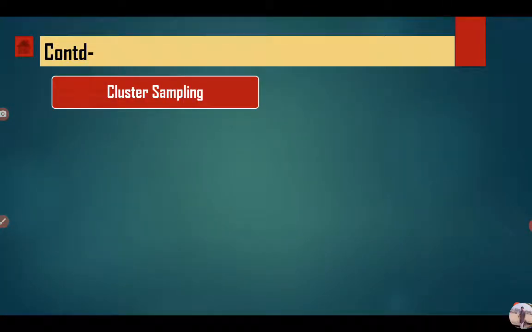Cluster sampling technique. Actually, cluster sampling is similar to the stratified sampling technique, but here one difference is that in the cluster sampling technique, the population is divided into natural groups or clusters. Natural groups or clusters, suppose villages, factories, schools.